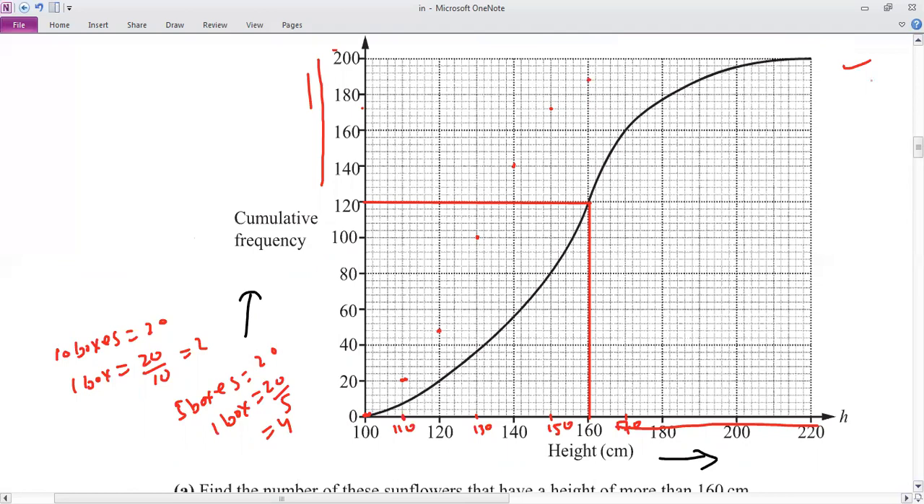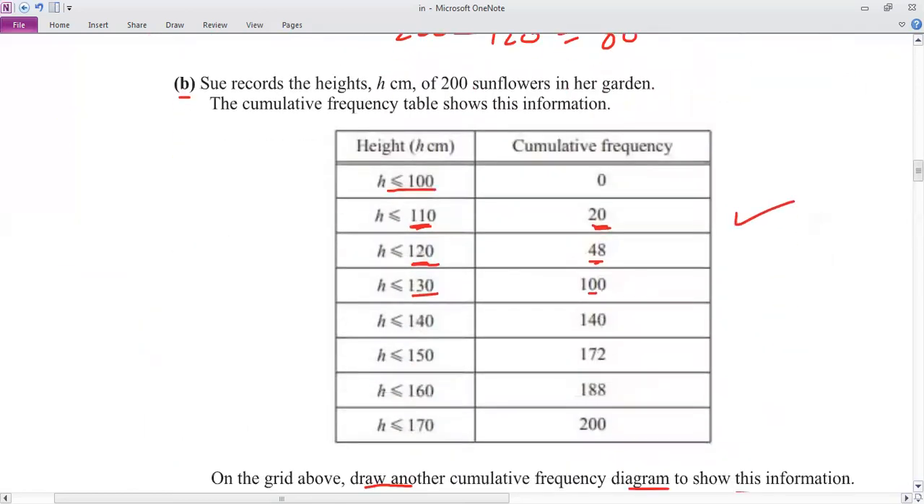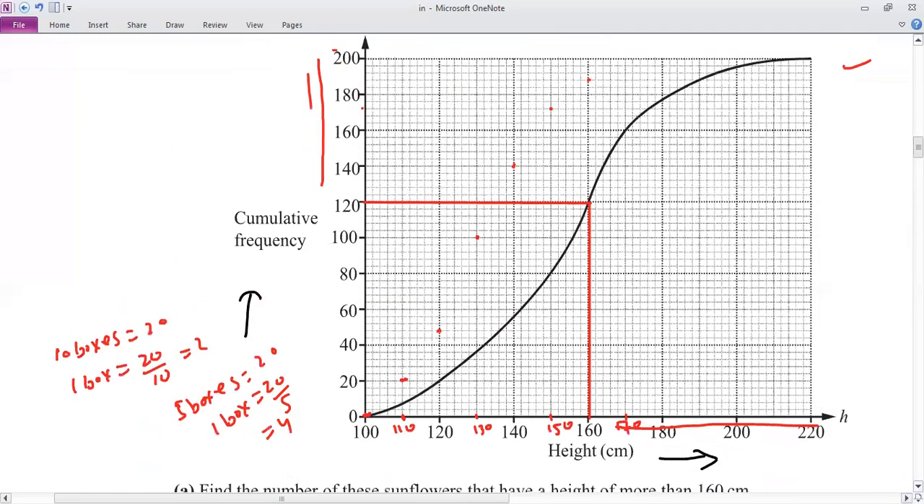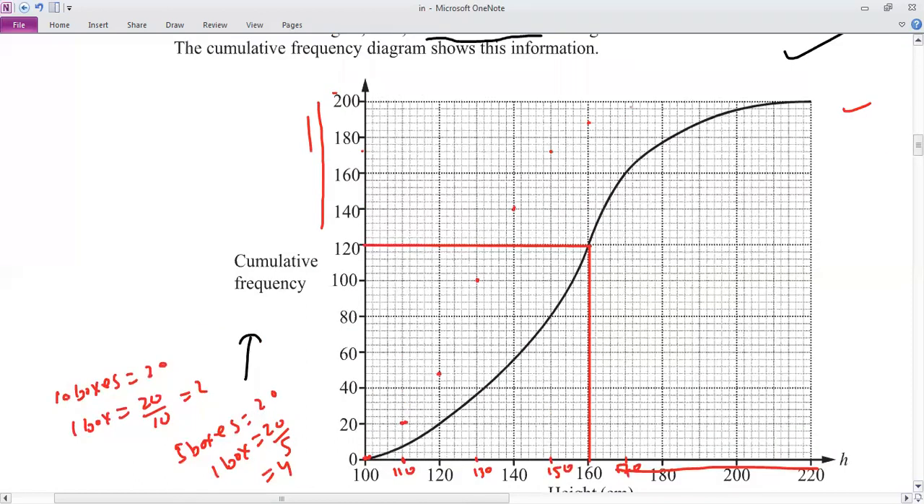And then for 170, it is 200. Look, 160, 2, 4, 6, 8. This is 170. So you can join these points. This will be the curve for Sue. Just like you draw the graph, it will be the curve for the cumulative frequency. Please confirm, is this clear?